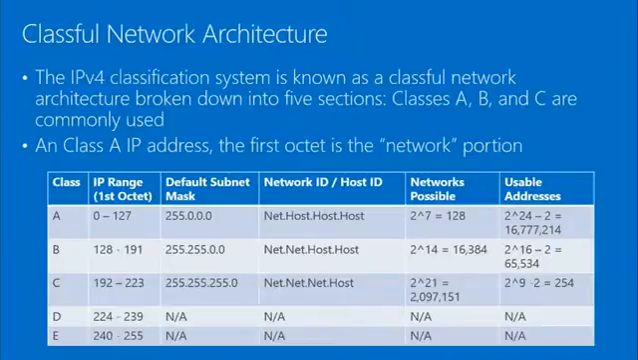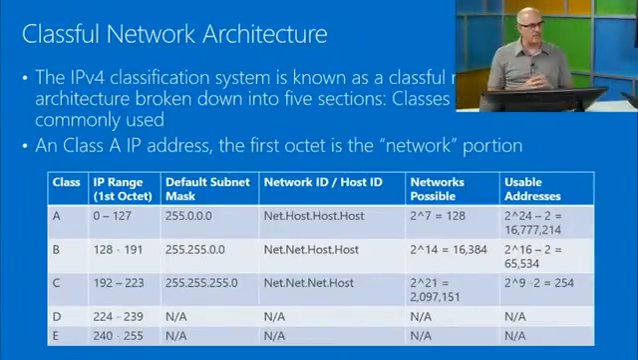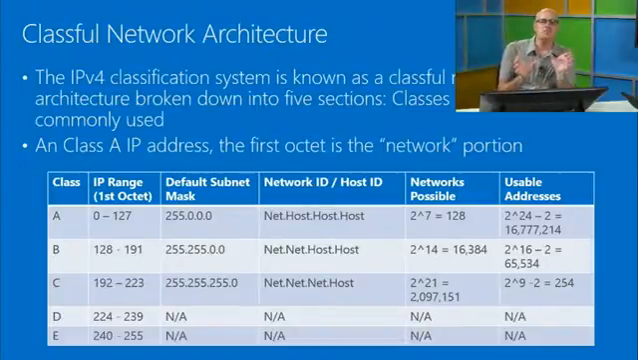We're talking about network architecture, about classes and subnet masks and ranges. We've talked a little bit about subnetting already. The idea behind subnetting is having a network portion and a host ID portion of the address. The network portion designates what network my device is on. The host ID designates my specific ID number.